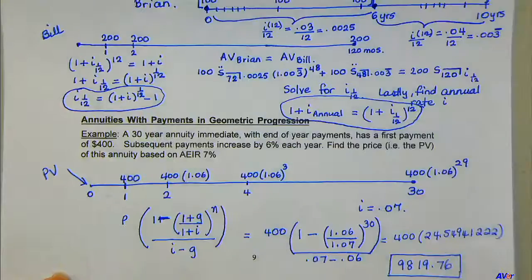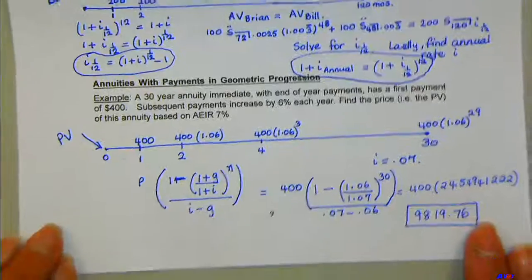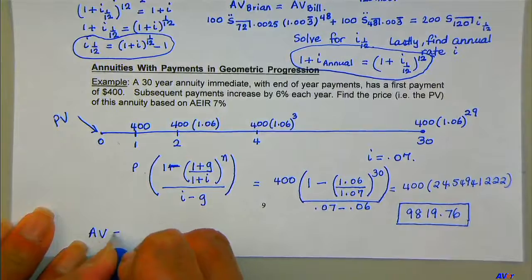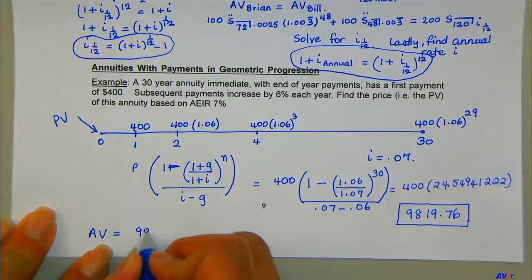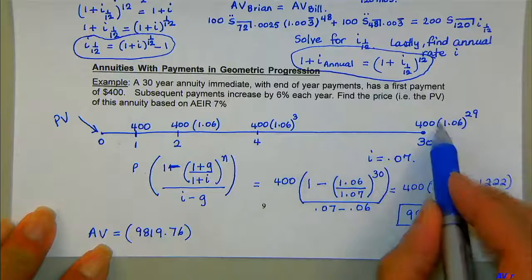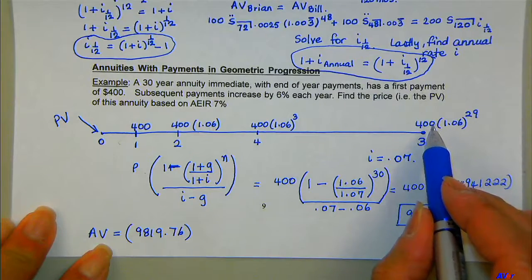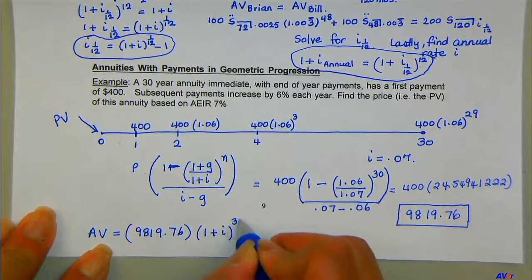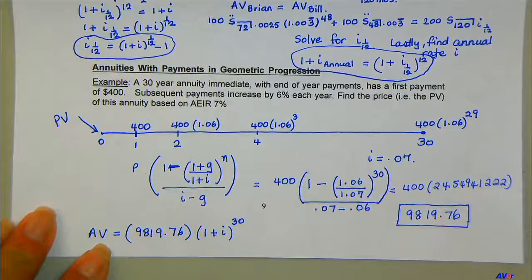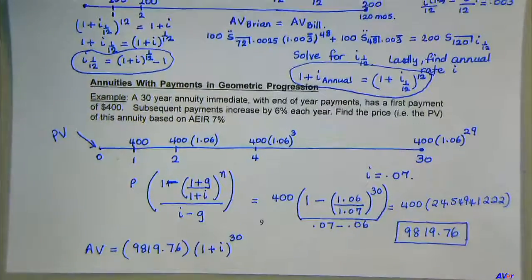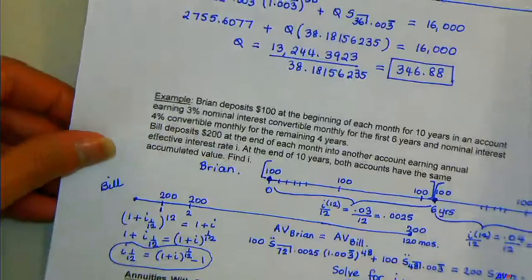That's it, right? Just in case, so you have it in your notes, if I wanted the accumulated value, this would just be the present value, 9819.76, times 1 plus I to the 30th power. Finished. Get it? Let's do the next page, page 10.